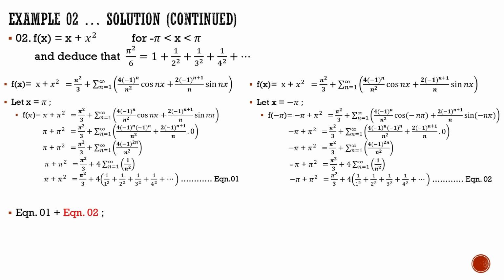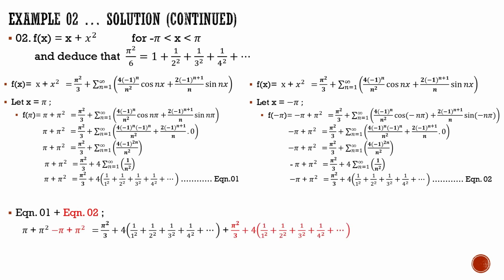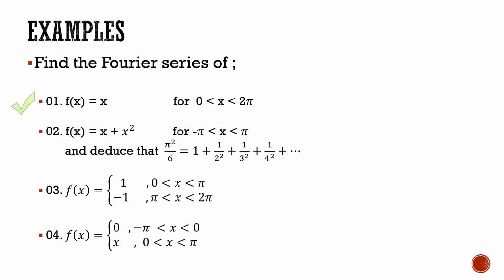Let's add equation number 1 plus equation number 2, and after simplifying, we get 5 squared over 6 equals 1 plus 1 over 2 squared plus 1 over 3 squared plus 1 over 4 squared plus so on. This is our final answer. Now example number 1 and example number 2 are done.